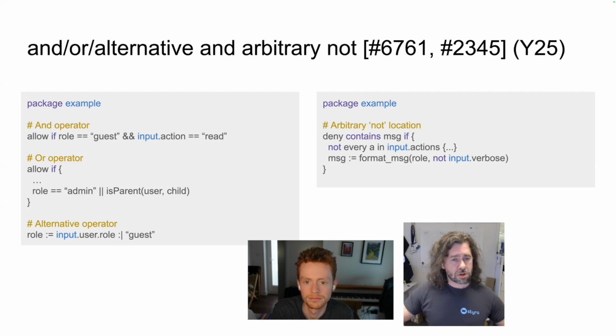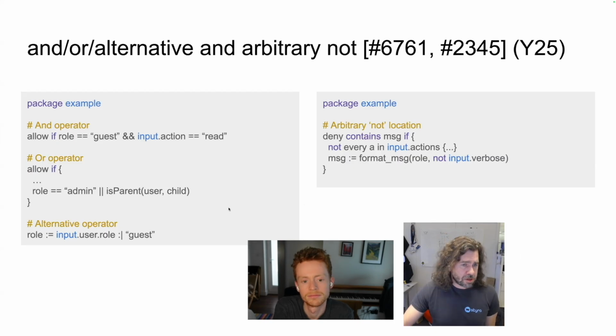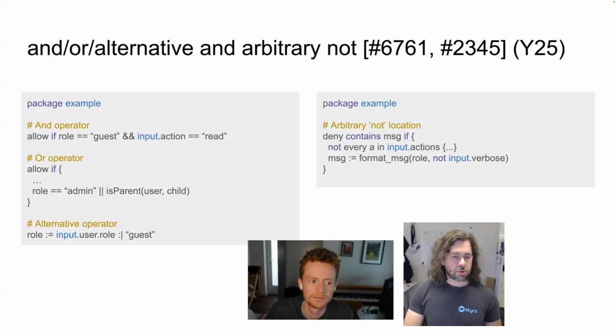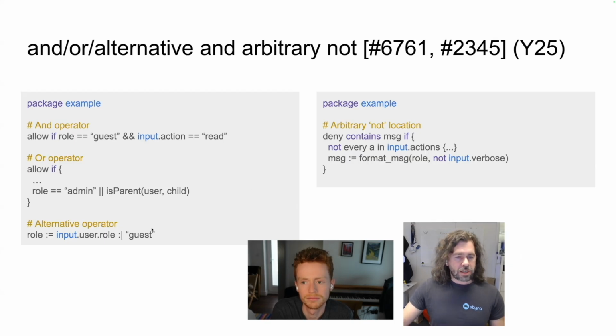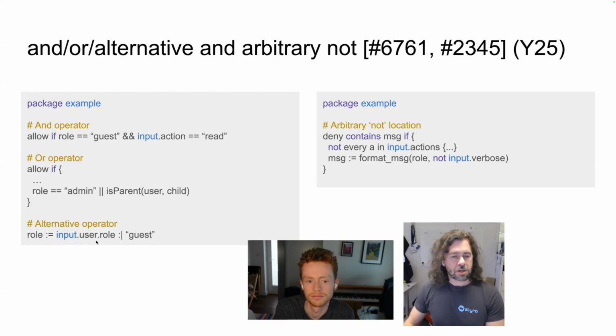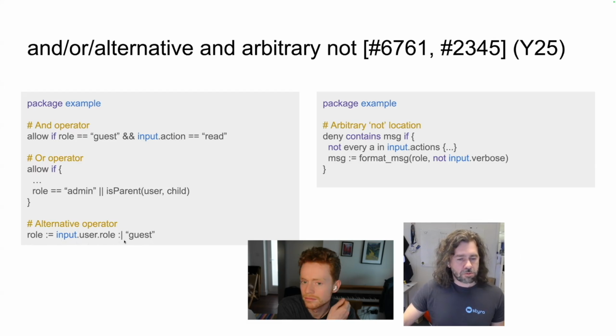You can do very small, concise expressions similar to the or operator, where we are considering adding an alternative operator, which is very similar to the logical or operator. It just doesn't output a Boolean result. It outputs a value that is the first value in the expression that doesn't evaluate to undefined. So in this example, for instance, should the user or role component of the input document be undefined, then the variable role will be assigned the string value guest instead.